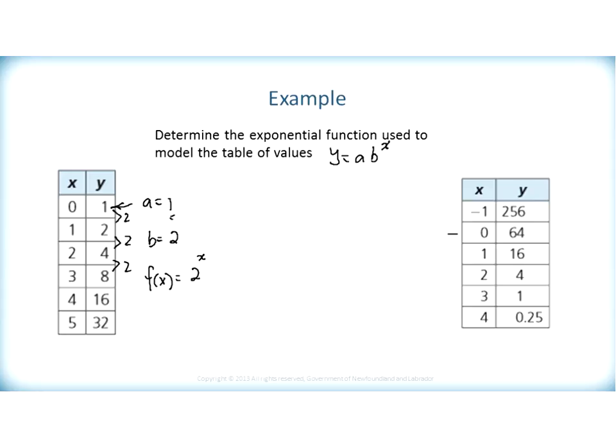If I look at when x equals 0, that tells me that a equals 64. It's not the first value in the table that we use for the y-intercept. It's when x equals 0. To determine the ratio, our b value, I see that 64 over 256 would give me 0.25, which I could tell that b is 1/4. So we have f of x is equal to 64 times (1/4) to the power of x.